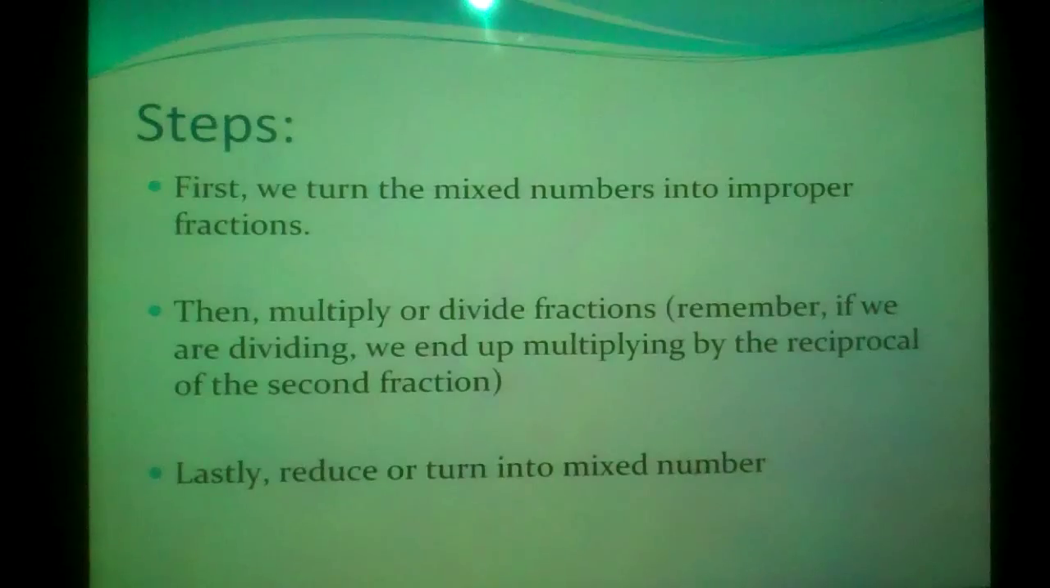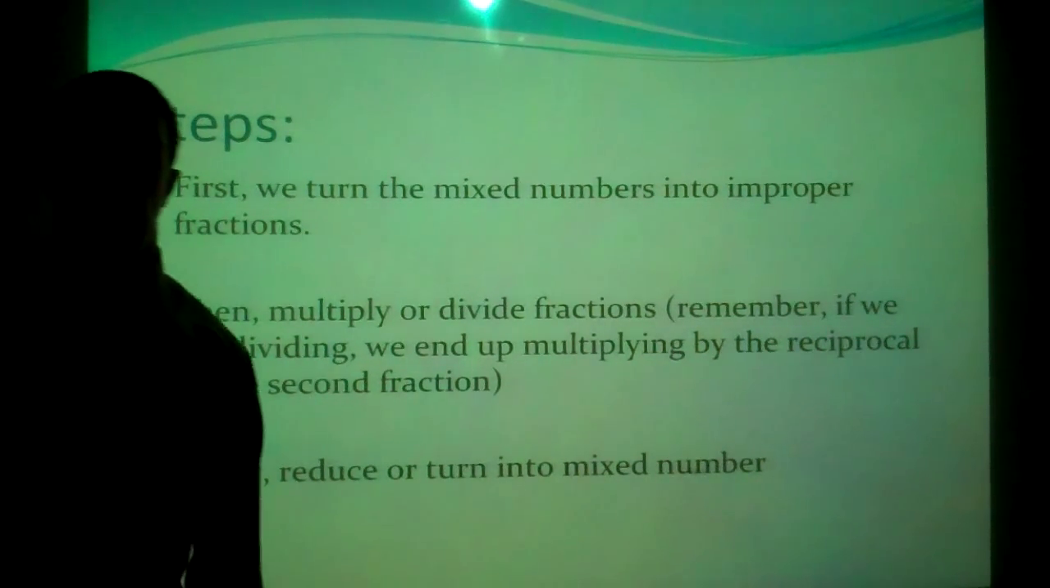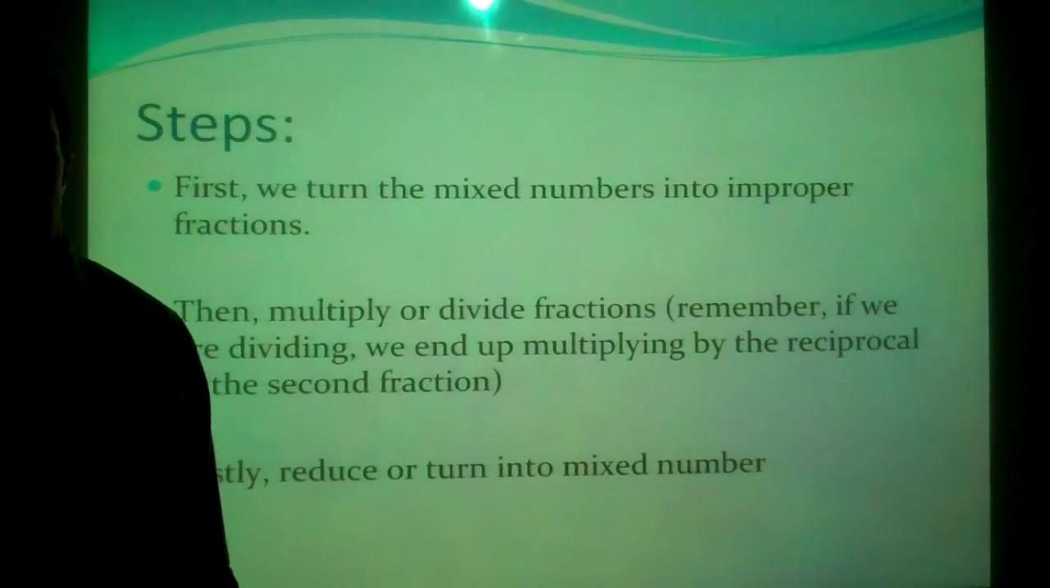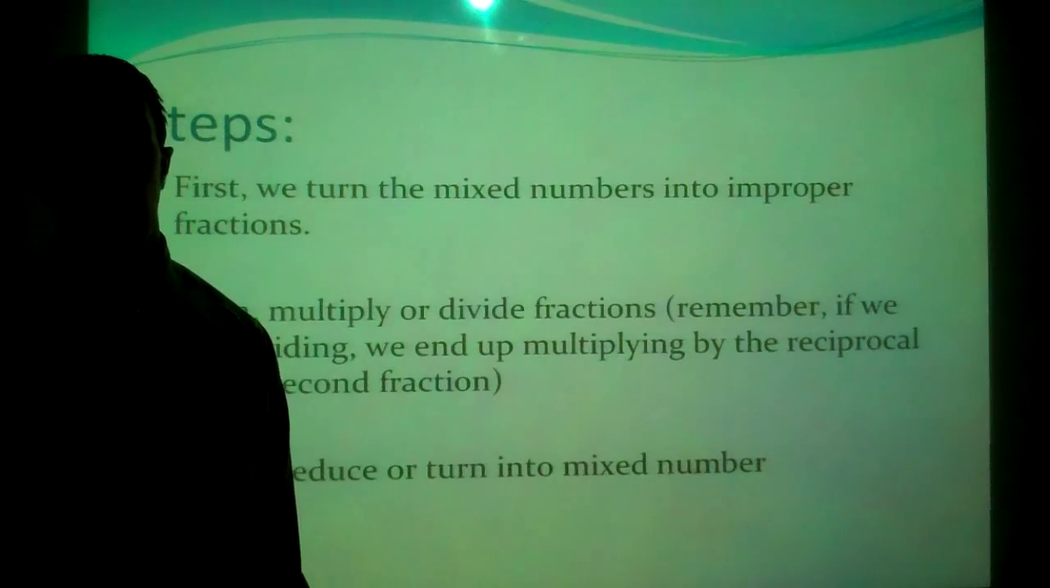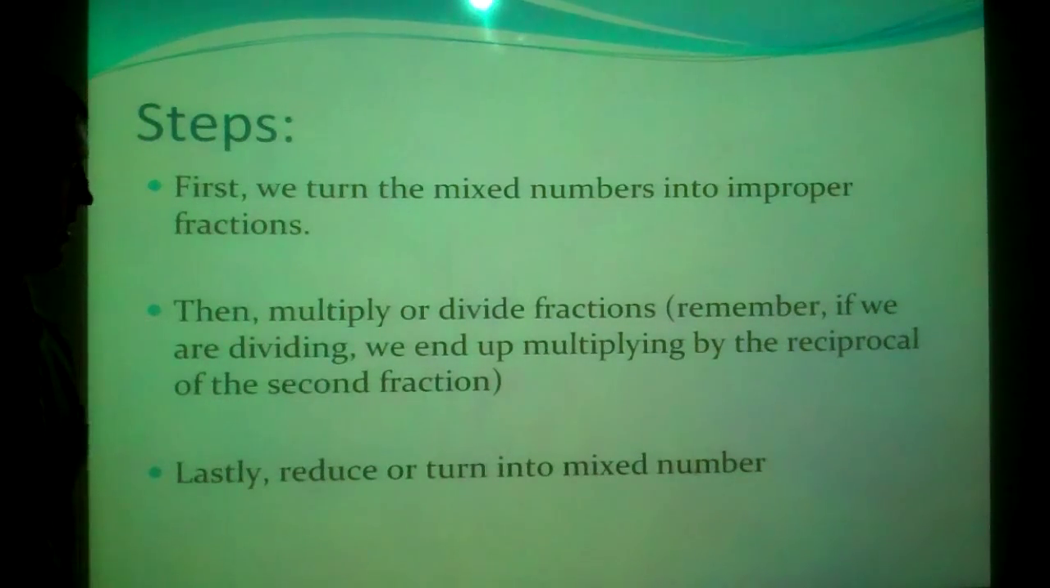Alright, so when we're going to multiply or divide mixed numbers, these are our main steps. These would be good to know. First thing we're going to do, we're going to turn each mixed number into an improper fraction. So improper fractions first, and then we're going to multiply or divide the fractions. And we want to remember, if we're dividing, we end up multiplying by the reciprocal of the second fraction. So remember, when we divide fractions, we take the reciprocal of the second fraction, or the divisor, and then we multiply.